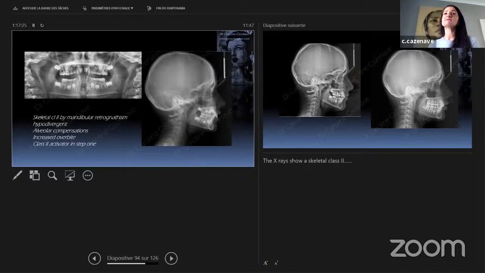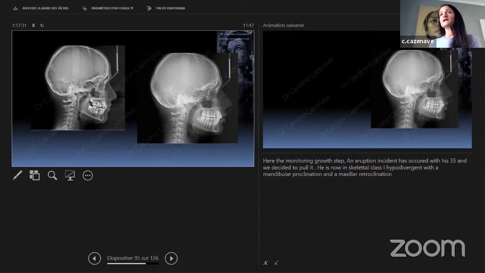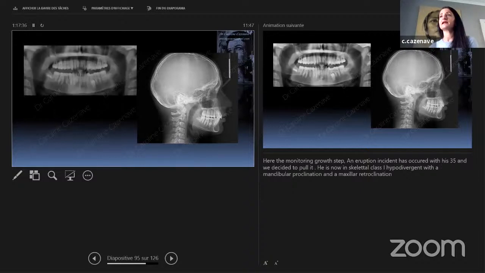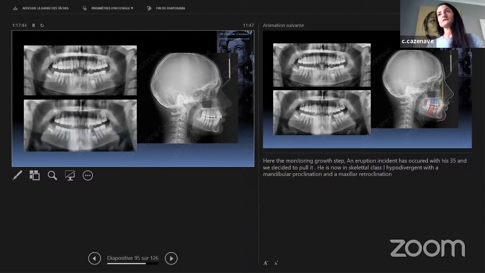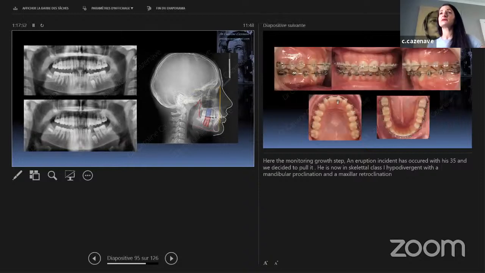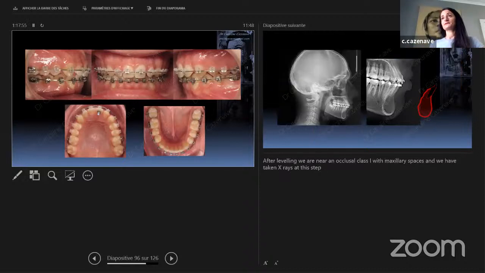So we are treating him with a class 2 activator in step 1. He had the monitoring growth step and an eruption incident has occurred with his 35, and we decided to pull it. He is now in skeletal class 1, hypodivergent with mandibular pro-inclination and a maxillary retroclination. After leveling, we are near an occlusal class 1 with maxillary spaces, and we have taken X-rays at this step.